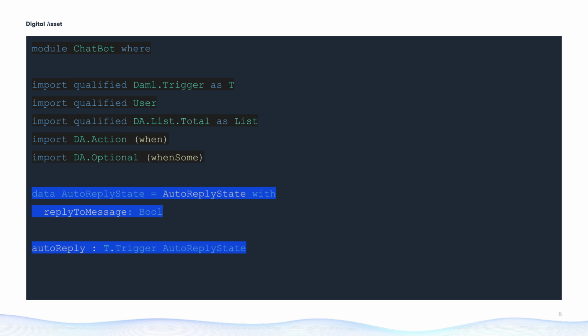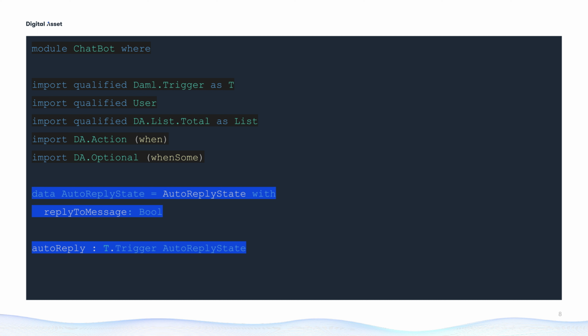Now we're ready to implement the trigger in code. For the state of our trigger, we only need a single Boolean variable, so we could declare the trigger state type as bool. But to demonstrate that the trigger state could be a complex data structure supporting much more sophisticated logic than the one that a single Boolean variable could support, let's introduce a Daml record to represent the trigger state. Let's call this record auto-reply state, and let's put the Boolean variable named reply to message that we need for the logic in our trigger inside this Daml record.